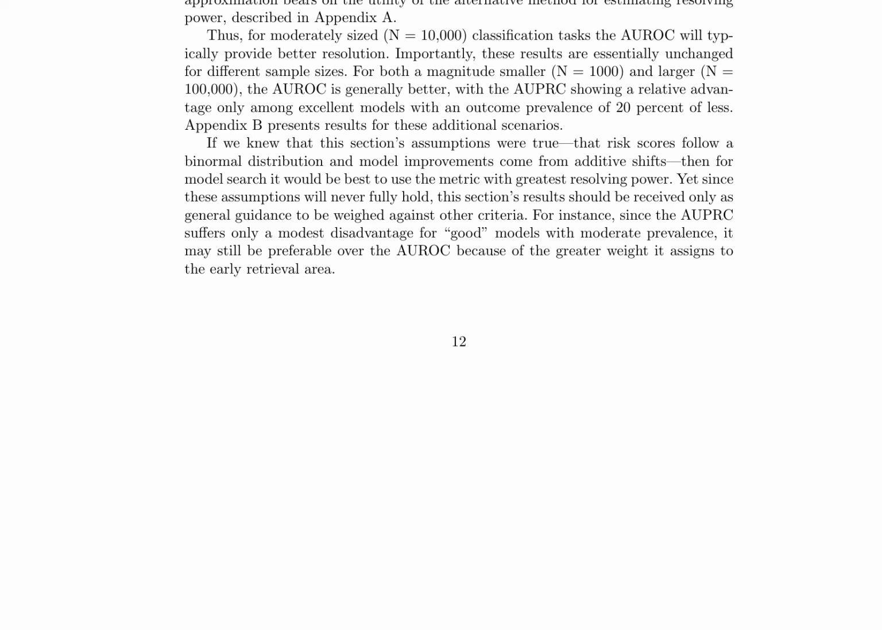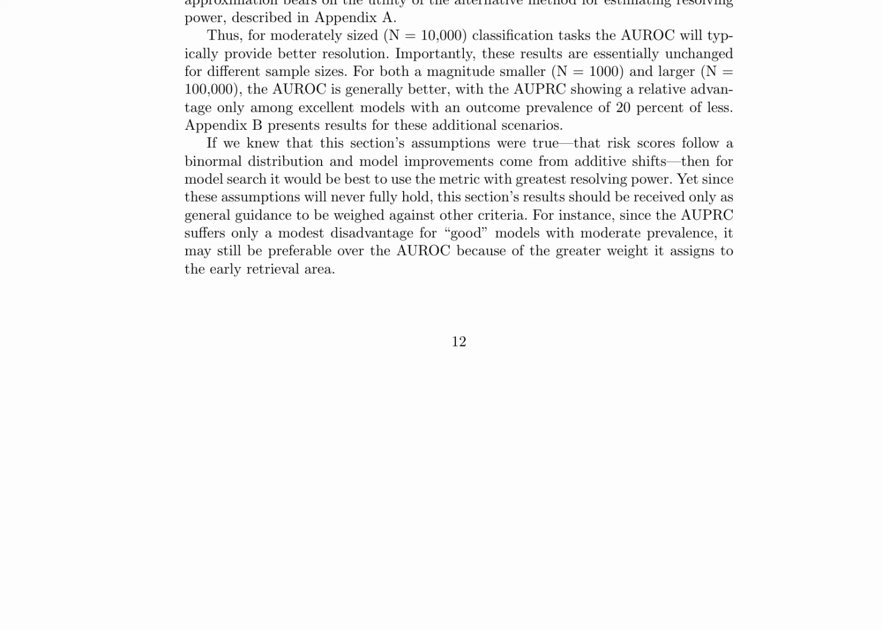SE(AUROC) equals the square root of [AUROC(1 - AUROC) + (1/2 - AUROC) * prevalence * (1 - prevalence)] divided by N * prevalence * (1 - prevalence), where SE(AUROC) is the standard error of the AUROC, AUROC is the area under the receiver operating characteristic curve, prevalence is the outcome prevalence, and N is the sample size.